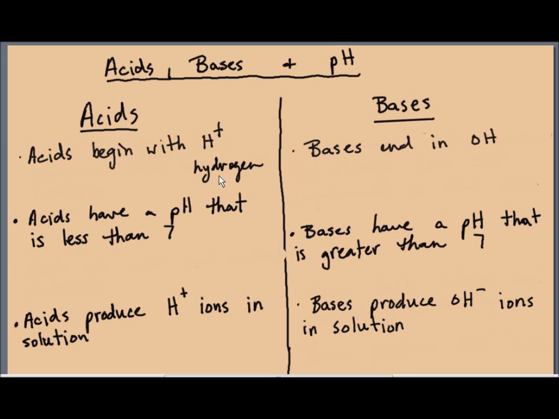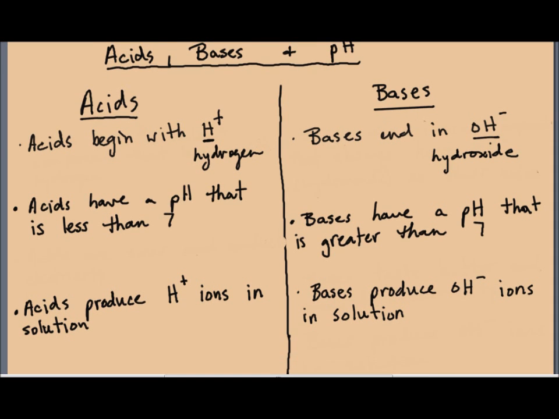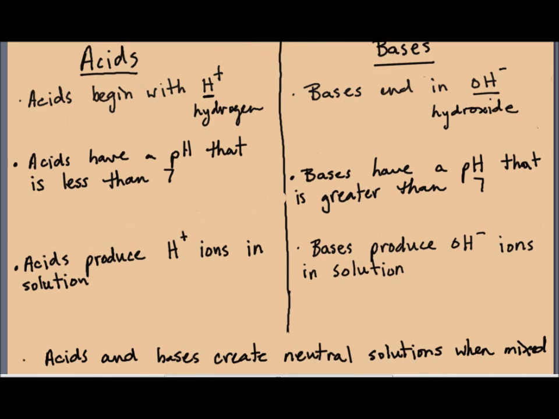Bases, on the other hand, end in OH, and again we're talking about hydroxide. So this is one of our polyatomic ions called hydroxide, OH minus. So bases end in OH, and the positive ion is always a metal. The positive ion in acids is always H, which is a nonmetal. The positive ion in bases is always a metal. So there's magnesium hydroxide, sodium hydroxide, and so on. All of those are bases.